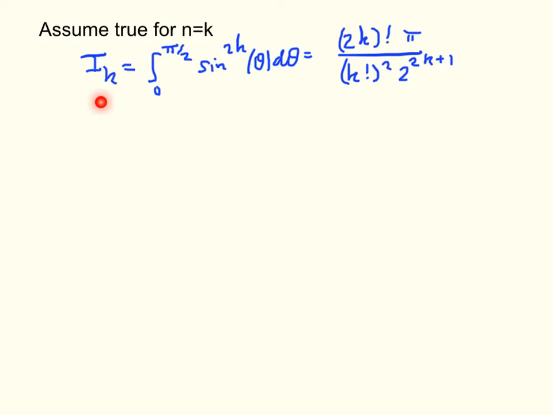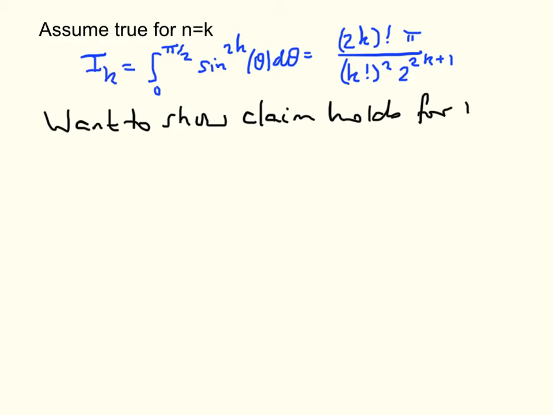So here we have our assumption. For n replaced by an arbitrary label k, we are assuming that this is true. So for some particular value we assume it is true. And now what we want to do is to show that our claim holds for the next value of our label, that's going to be k plus 1.